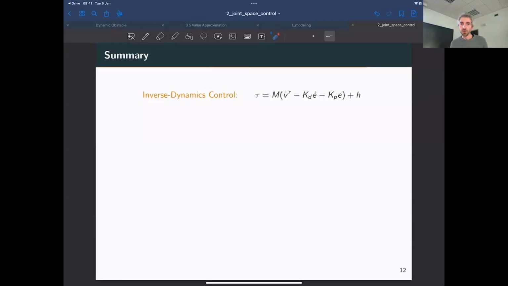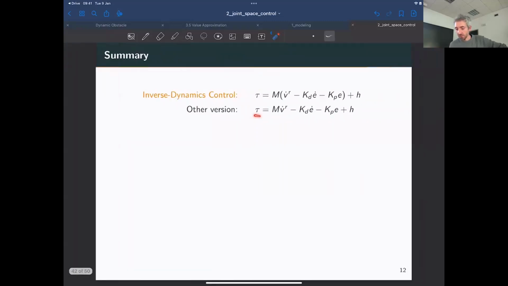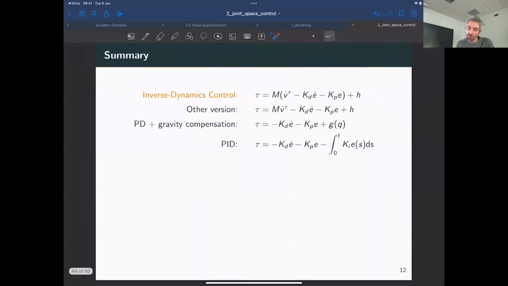Okay, so to summarize what we've seen so far, inverse dynamics control, which was our starting point, is this. There is a second version of the same where you just remove the parentheses and it still works. It's provable that this is convergent and stable. You have simpler control methods such as PD plus gravity compensation, which is very common on robot manipulators, or even PID. It's very common.